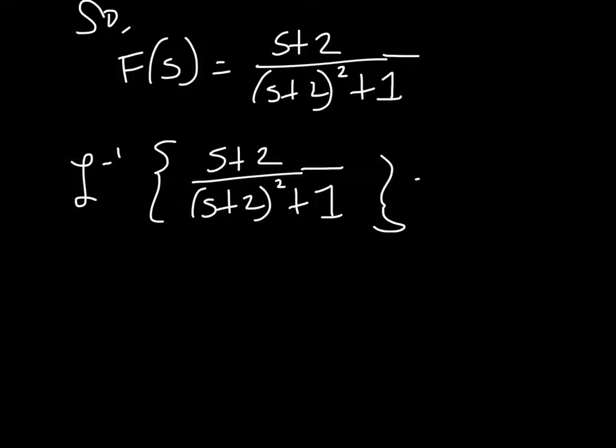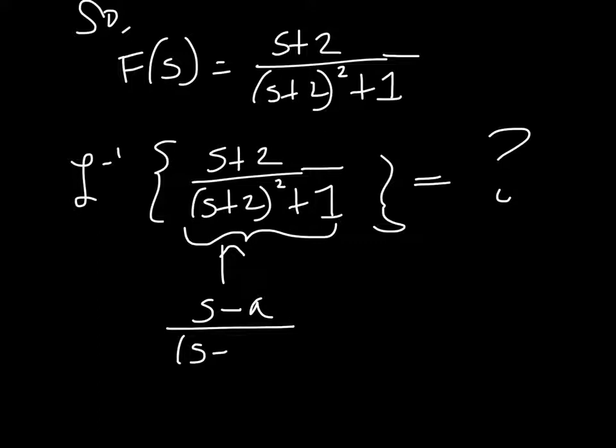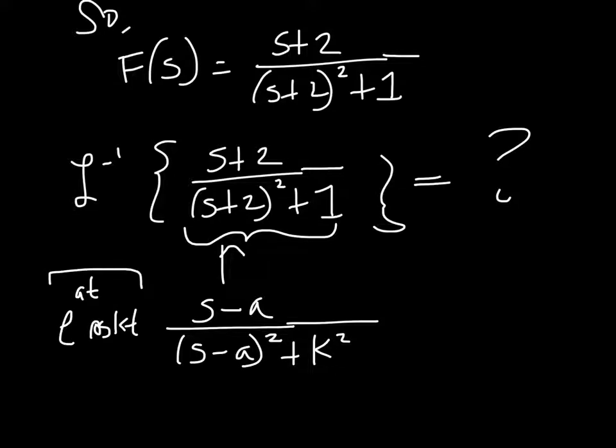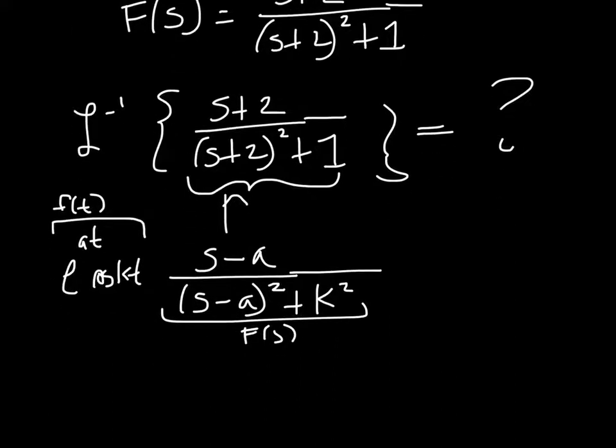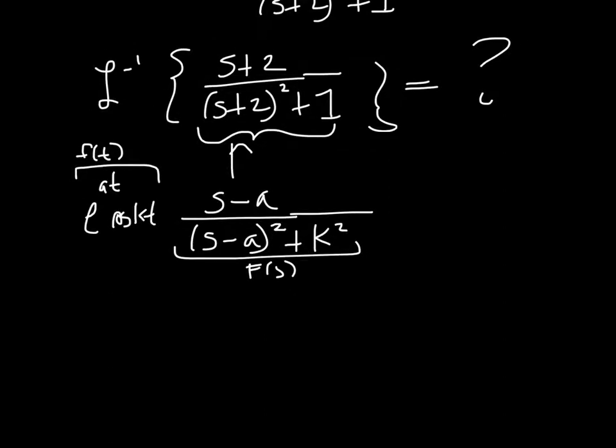So what is this guy equal to? Well, now we look at our table, our second column, the F of s's, and this expression looks very similar to s minus a over s minus a squared plus k squared, which is e to the at cosine of kt, where this is my f of t, and of course, this guy is my F of s. So we know it's going to be cosine t.